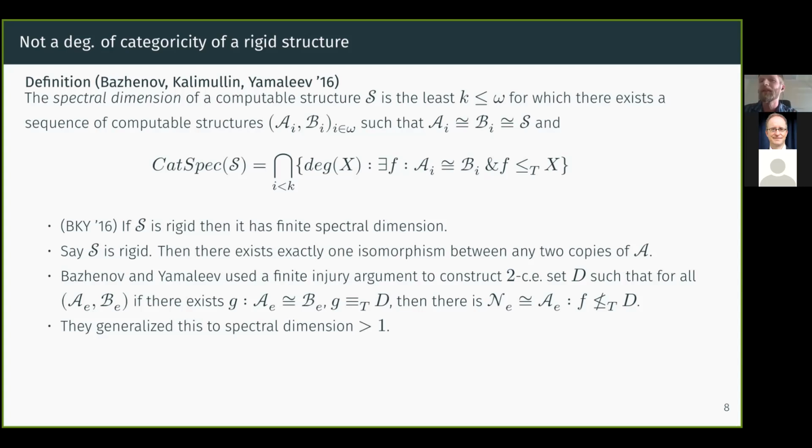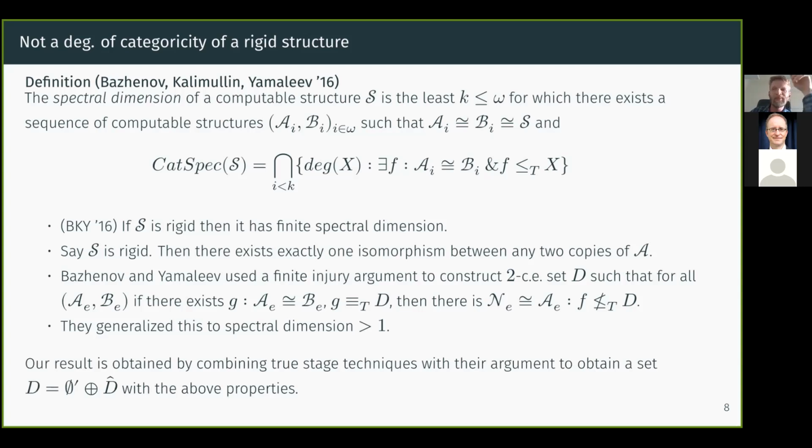So this proof, as stated here, only works for spectral dimension 1, because otherwise I would have to consider joins of degrees. But it can be generalized to spectral dimension greater than 1. And so what we did is we just took their result and combined it with true stage techniques, their construction, to get a set D which is between zero jump and zero double jump. So it is impossible, for every pi01 singleton greater than zero jump, to get a rigid structure with computable dimension 2 with this degree of categoricity.